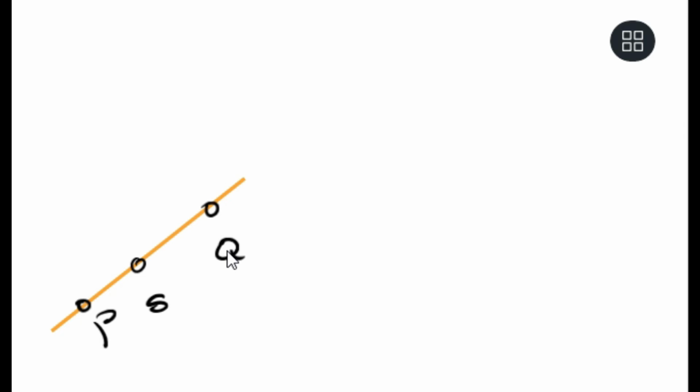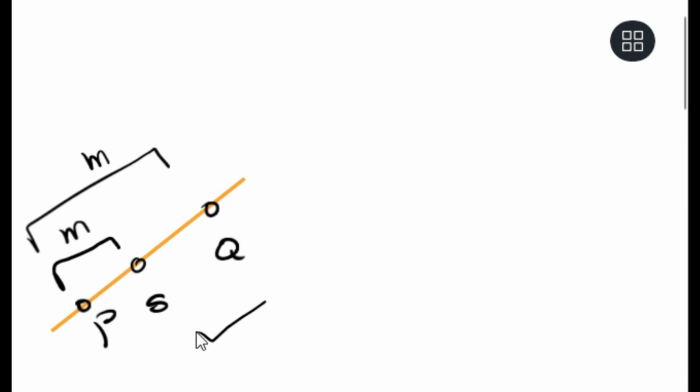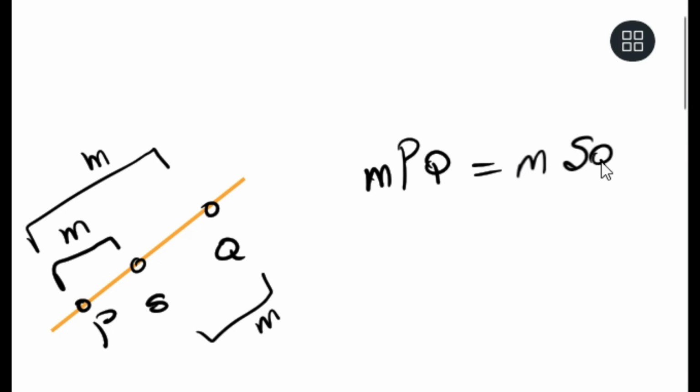So to prove the points are collinear, all we have to do is prove that PS has the same gradient as PQ, which should also have the same gradient as SQ. So we just need to prove two of them. So we're going to try to prove the gradient of PQ is equal to the gradient of SQ.